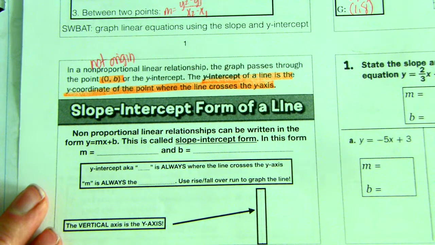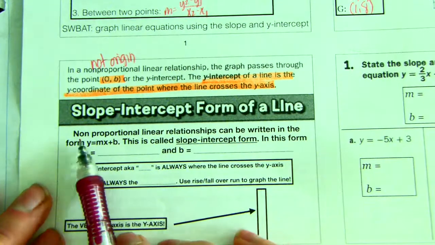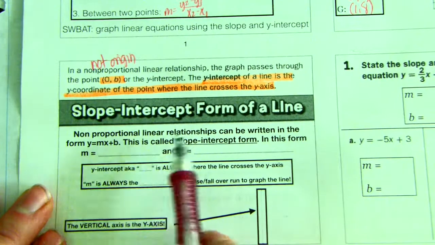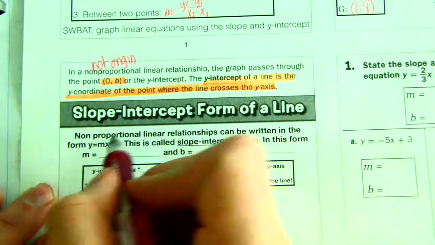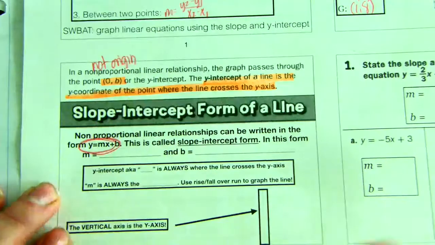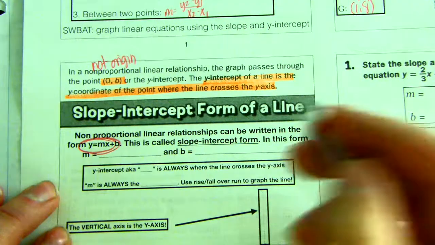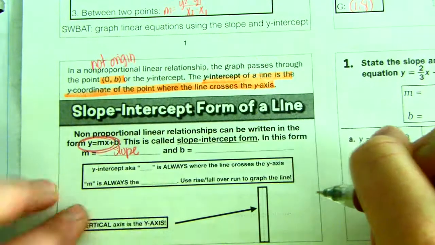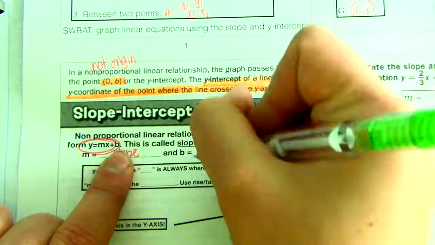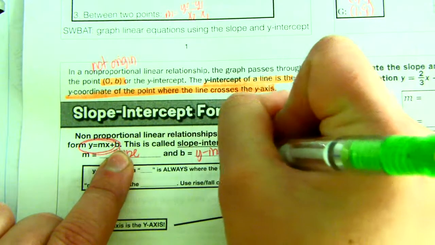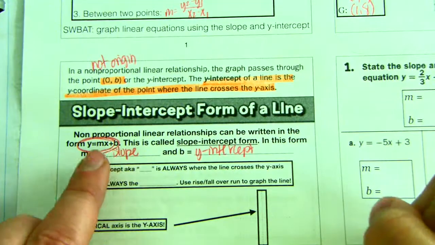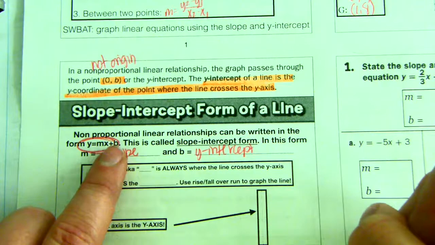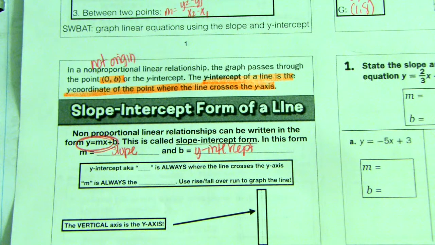So in the slope-intercept form, we're going to see that right here. It says non-origin line relationships can be written in the form y equals mx plus b. That's called slope-intercept form. In this form, m is the slope, and b is the y-intercept. So as long as you see an equation in this form, the m will always be the slope and the b will always be the y-intercept.